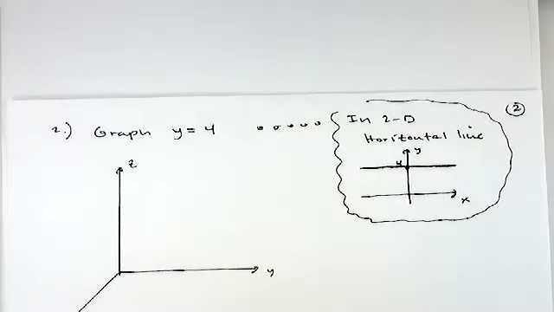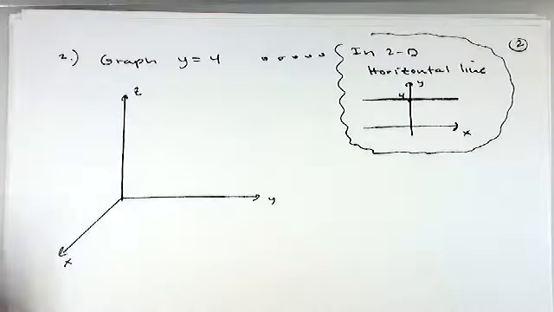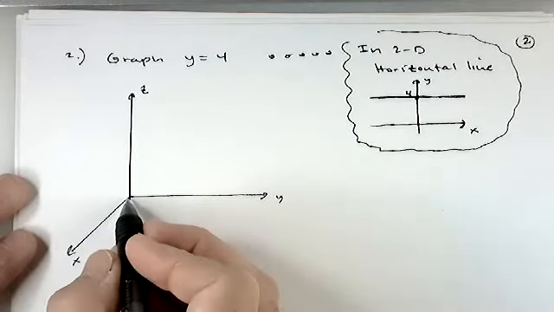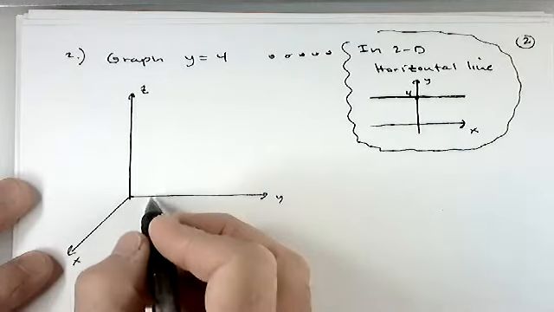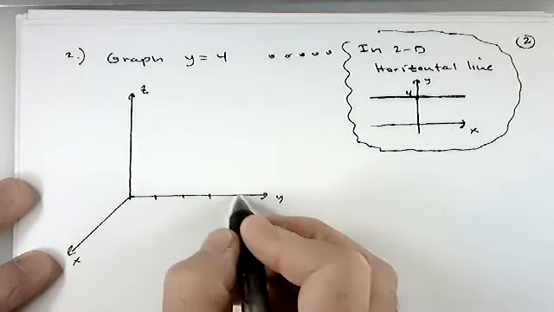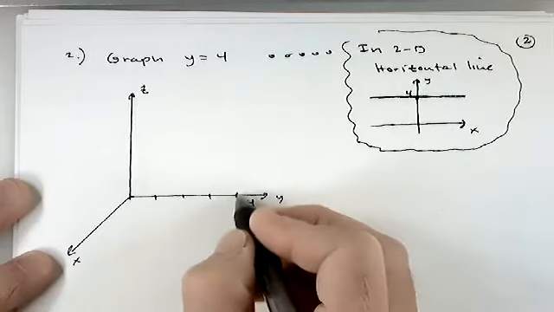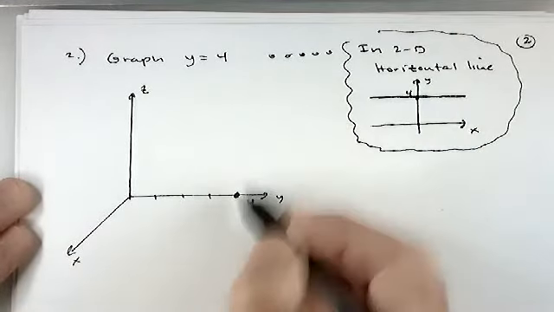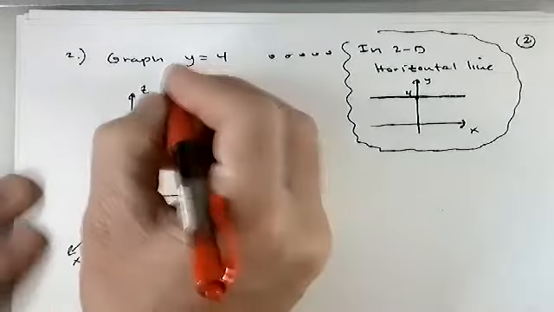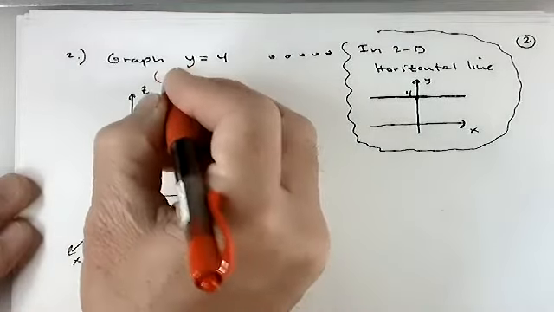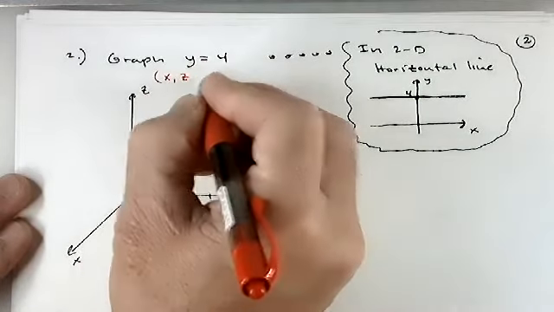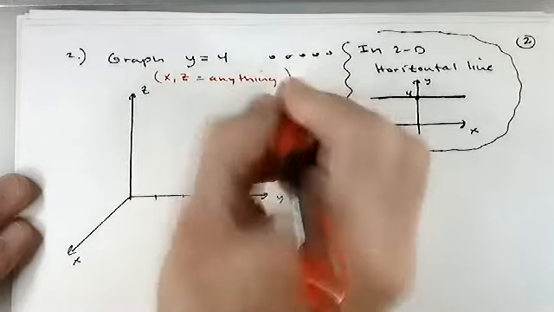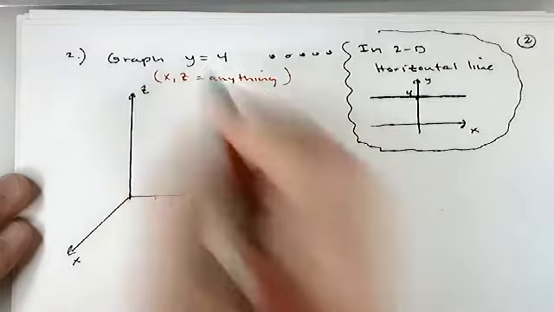The way we do this in 3D is kind of similar. We go to the y-axis at 4: 1, 2, 3, 4. So here's 4, so we have this point. And in the same idea here, if y equals 4, let me write this underneath. What they're implying here is x and z can equal anything, right? No matter what x and z are, y is always going to be 4.